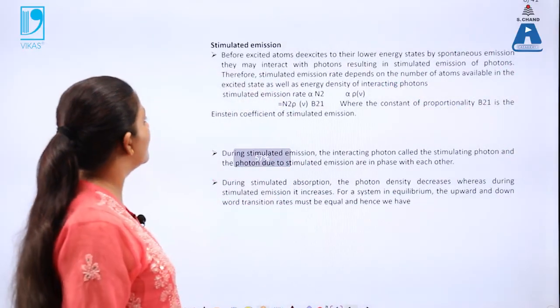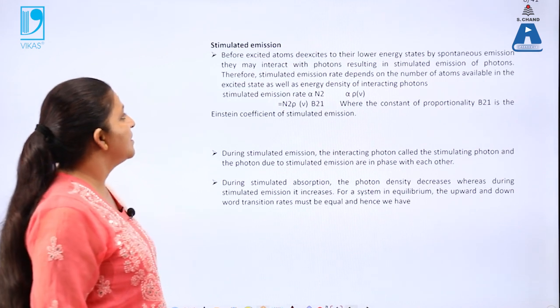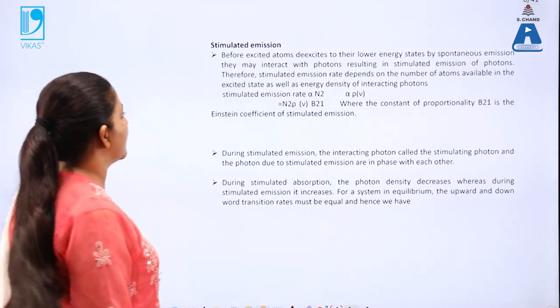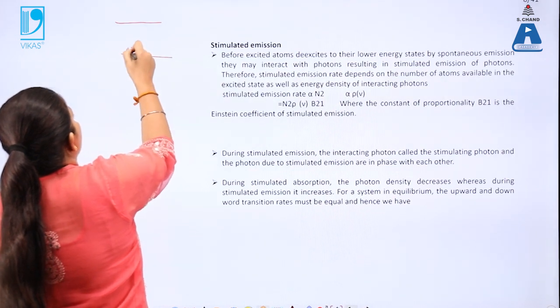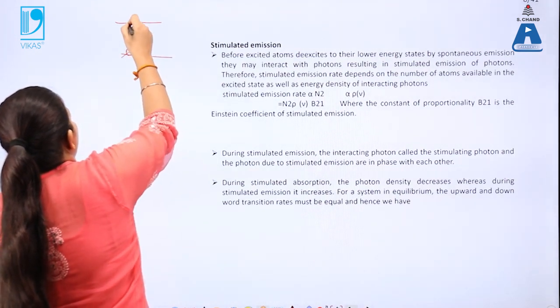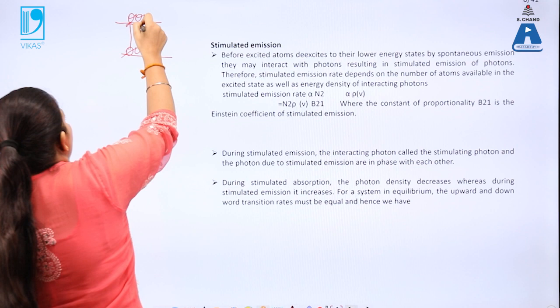Welcome back to S. Chand Academy. Before the break we understood the Einstein coefficient for stimulated absorption and spontaneous emission. Now we will calculate the Einstein coefficient for stimulated emission. Stimulated emission means the atoms are present in the excited state. If there are atoms in the ground state, they absorb the radiation and go to the excited state.